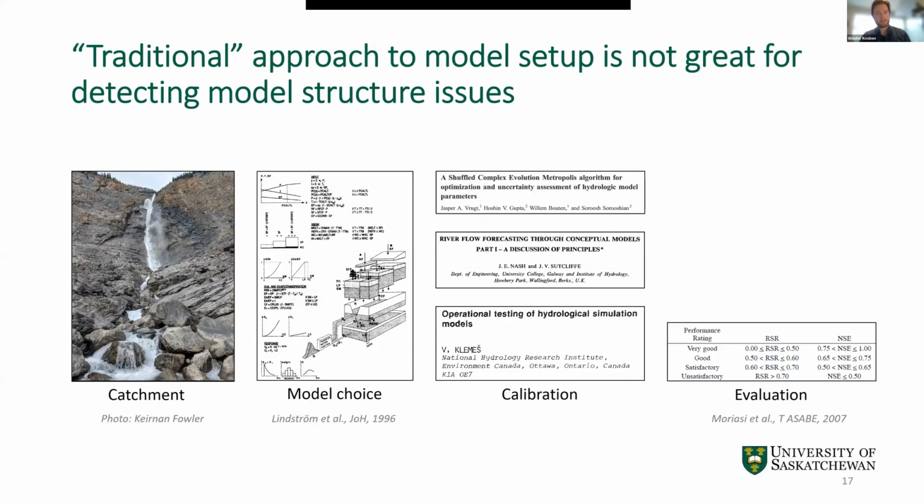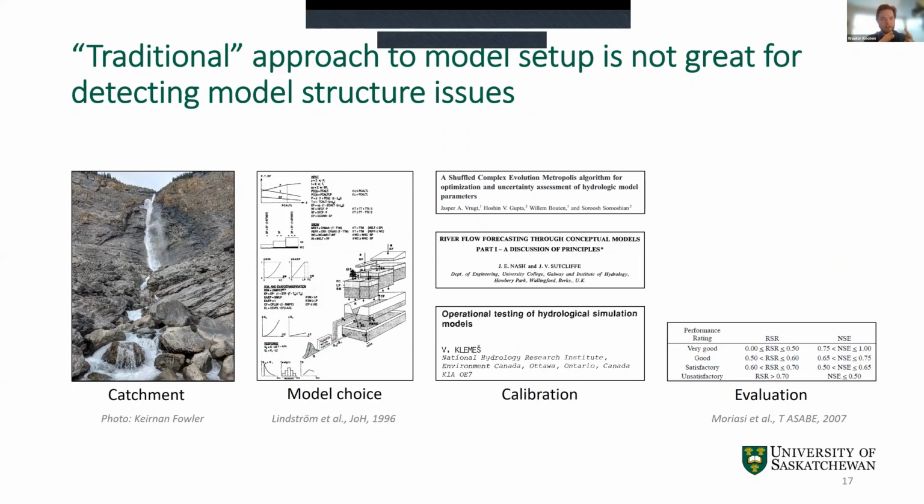And one of the problems with what I call here the traditional approach to model setup is that this traditional approach is not very good at detecting issues that have to do with model structure problems. So typically what you would do is start with a catchment, choose a model, calibrate your model, and then perform some form of evaluation where you give your model unseen data and see whether some score is above some level that you put somewhere. And if it is, then you carry on with your study as you planned. And this is so widespread that I think if you just go into Google and you type in the name of your model of choice and you add climate change, I think you'll find at least one example of somebody doing something like this there.